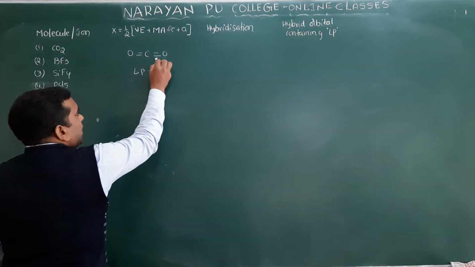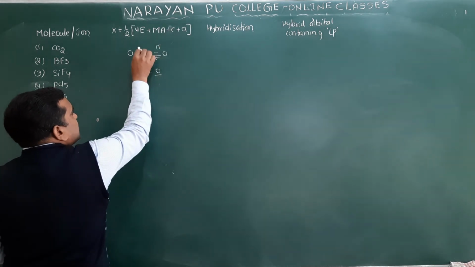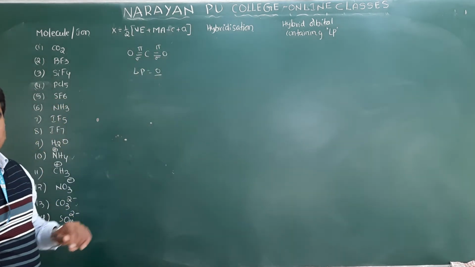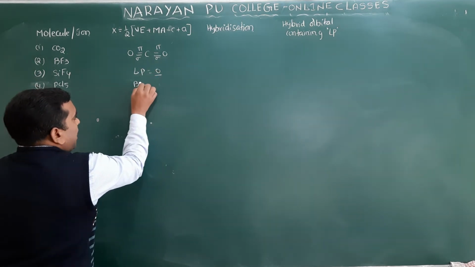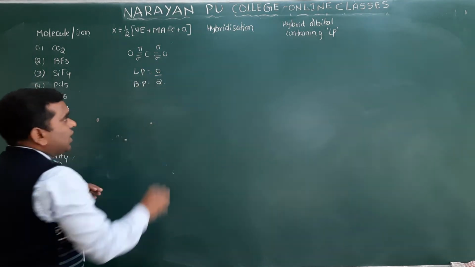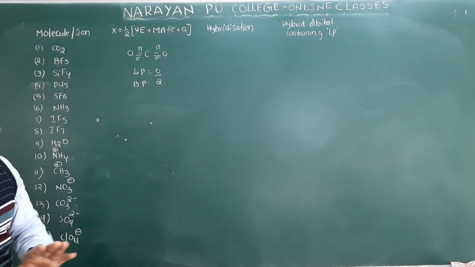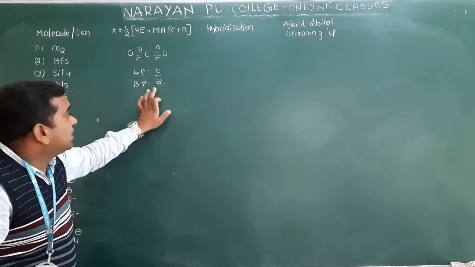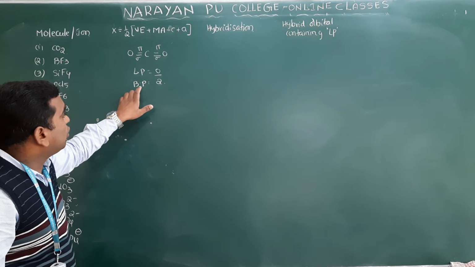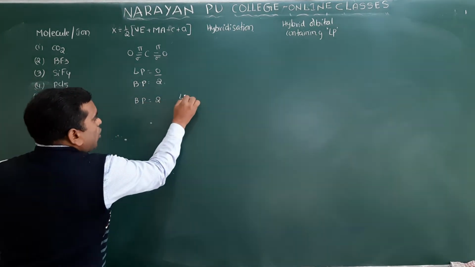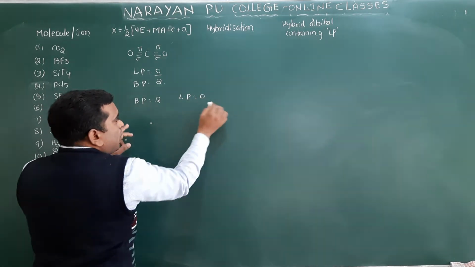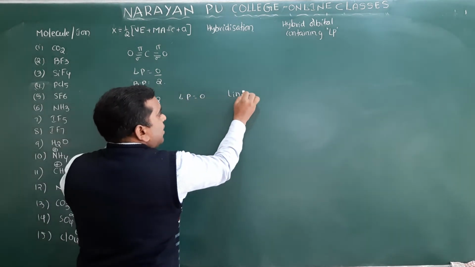Clear? So here one is sigma, another one is pi. One is sigma, another one is pi. How many sigma bonds are there? 2 sigma bonds. So that's why bond pairs are 2 only. Bond pairs 2, lone pairs 0. What is the shape of the molecule here? Linear. Like that.